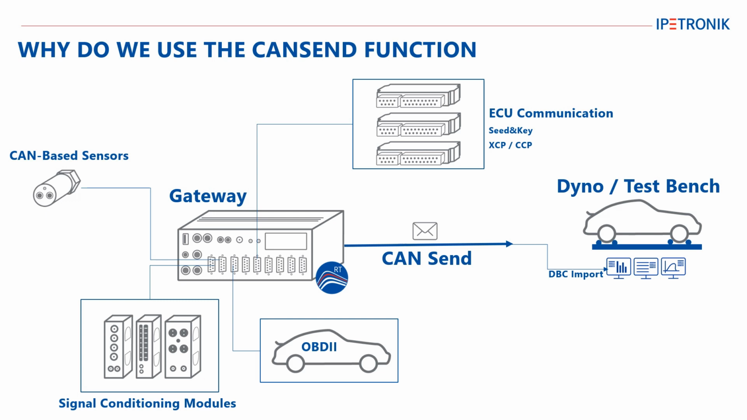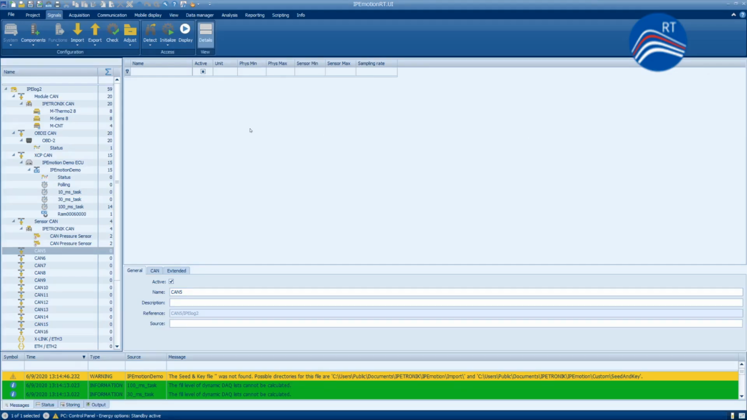There are many other examples where the CANsend feature can be useful. Anytime that the logger is being used in a gateway-like fashion and needs to provide information that it collects to another system. So how does this look in IPEmotion RT?